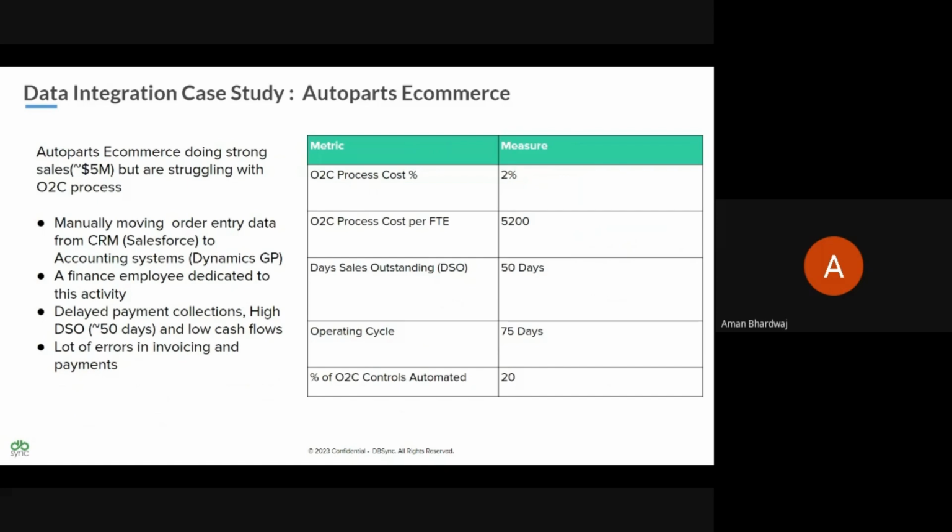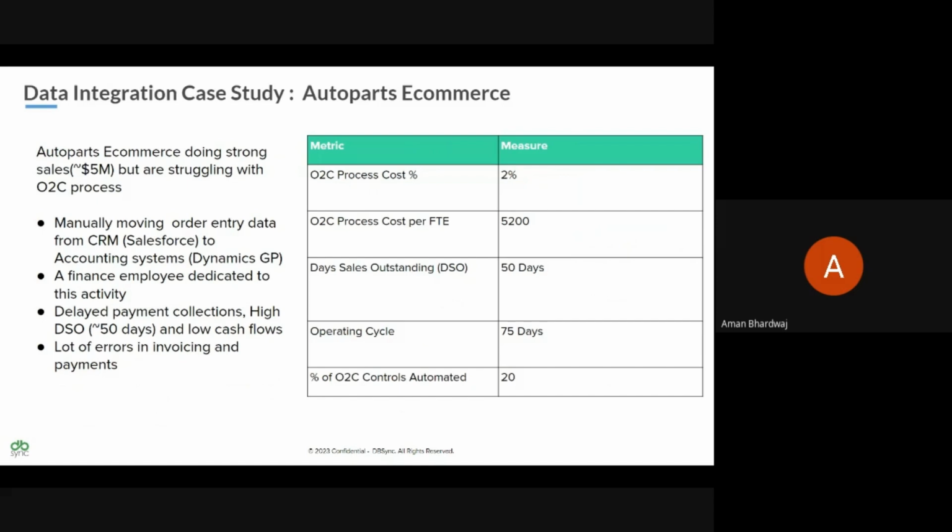And there were also errors being seen, right? So all these problems were interconnected. When you're manually moving data from one system to the other, you're making data errors, which leads to invoicing errors, which leads to delayed payments, which also leads to lower cash flows, right? So all of these areas were taking a hit. So that's a chain reaction. Yes.